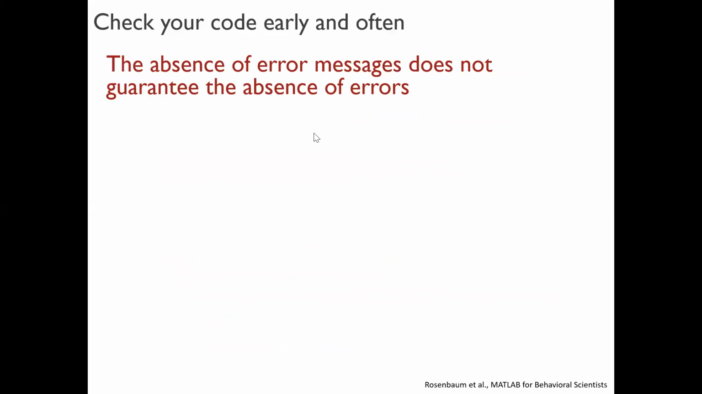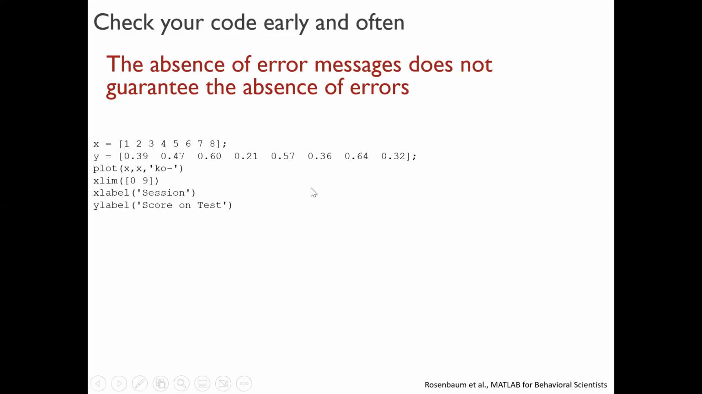Okay. So you always want to check your code, and one key principle here is that just because you don't have error messages, that does not guarantee that your code is correct. So here are two examples. Here I have two variables, x and y, and I want to plot x versus y. Okay? So this is actual MATLAB code here. And from this code, I get a figure that looks like this. Okay? So you can run the code, you don't get any errors, but it produces a figure. Okay? However, there's a problem here.